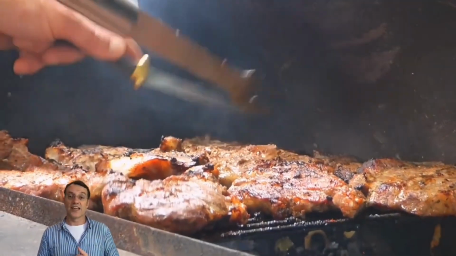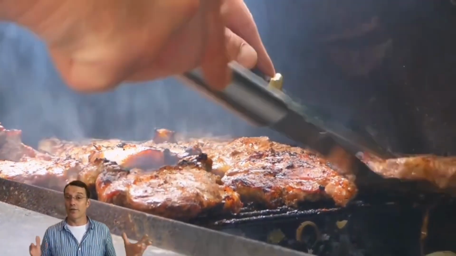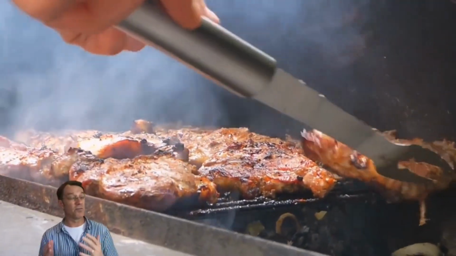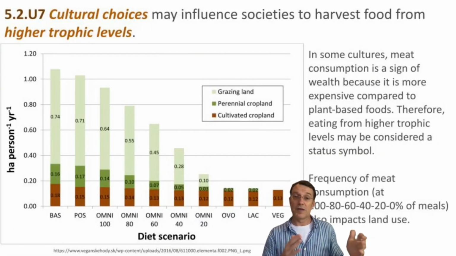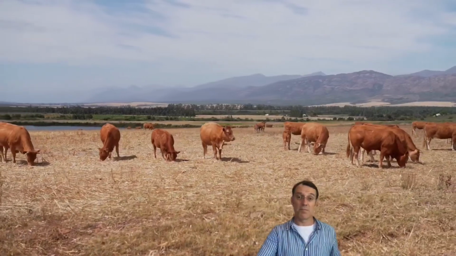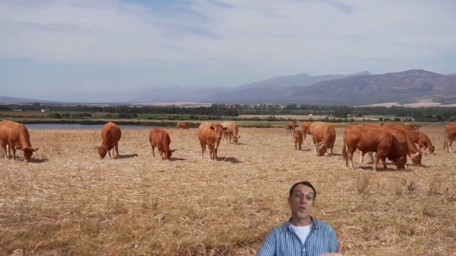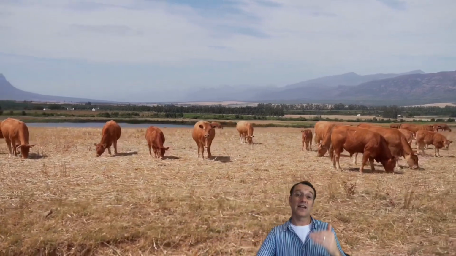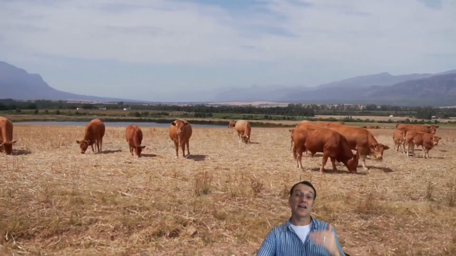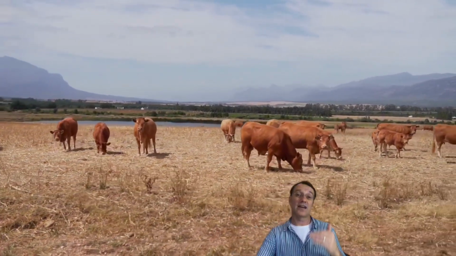In many cultures, eating meat is seen as a sign of wealth or status, but this cultural preference has a big environmental impact. The more often people eat meat, the more land is needed for farming. For example, if everyone ate meat at every meal, we'd need a lot more farmland than if people ate meat less frequently. This shows how our cultural food choices can have far-reaching consequences.